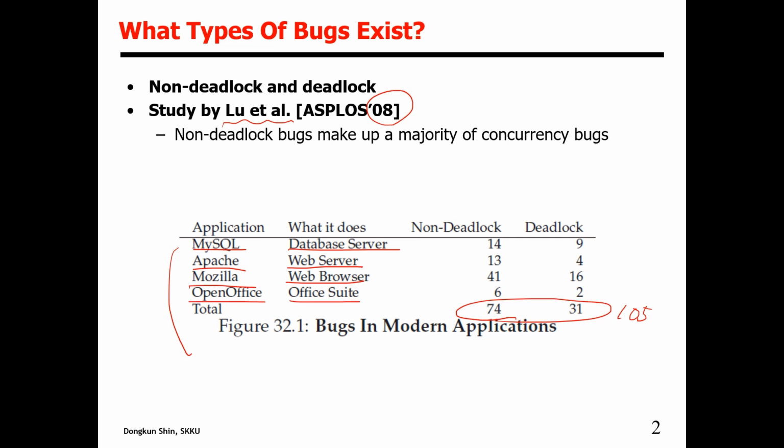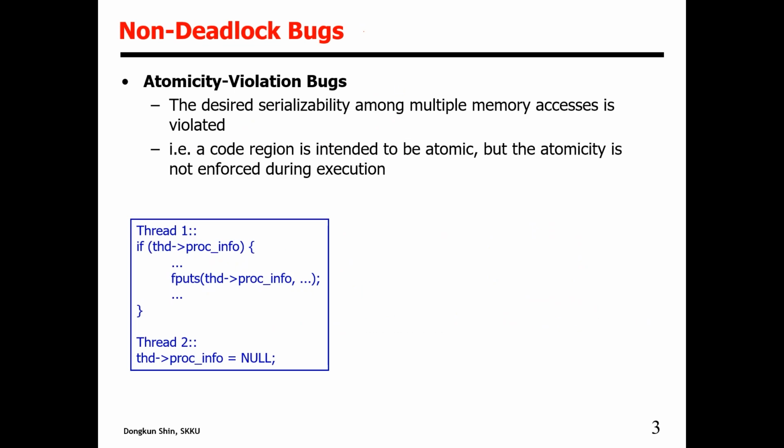There were 105 total bugs. Among them, non-deadlock bugs occupy a large portion. There are only 31 deadlock bugs. So non-deadlock bugs make up a majority of concurrency bugs according to Lu's study. Let's consider what types of bugs these are. Let's discuss the two major types of non-deadlock bugs found by Lu.